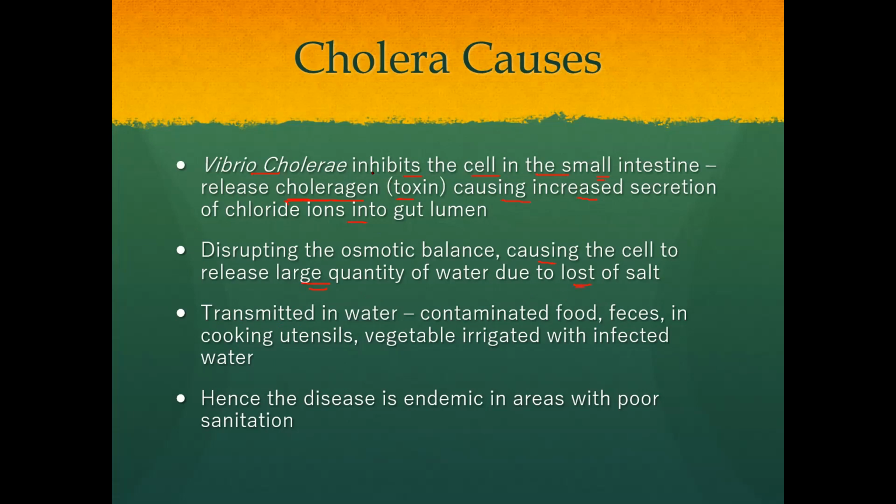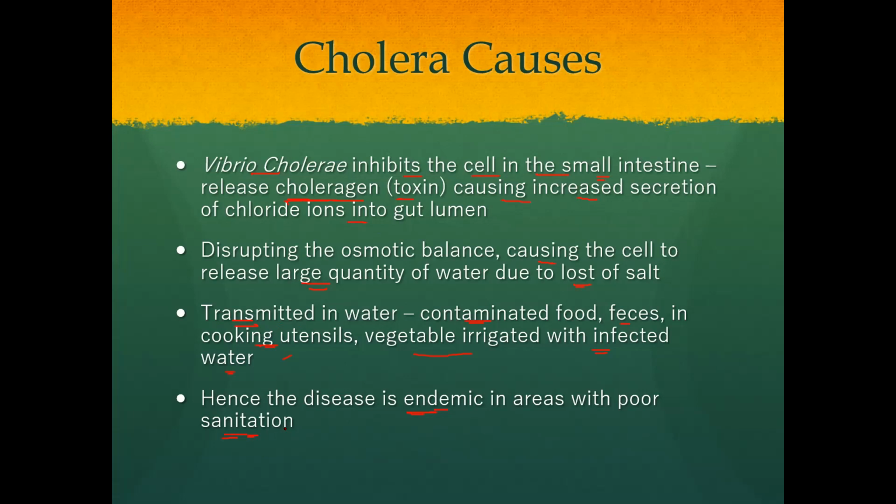Now, this bacteria is transmitted in water, right? Contaminated food, definitely feces, because an infected person would be releasing the causative organisms there. Then in cooking utensils, and vegetables which are irrigated with infected water. So all these are causes of transmission, right? So this disease is then endemic in areas with poor sanitation, right? An endemic disease is one where at any time you go to any place, you will find the disease there, right? So that is endemic. So in countries or areas which have poor sanitation, cholera would be endemic.